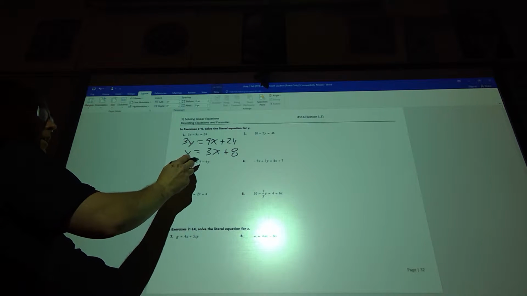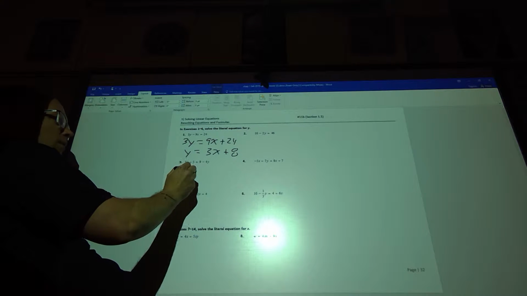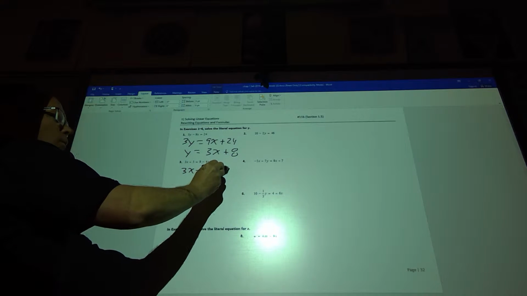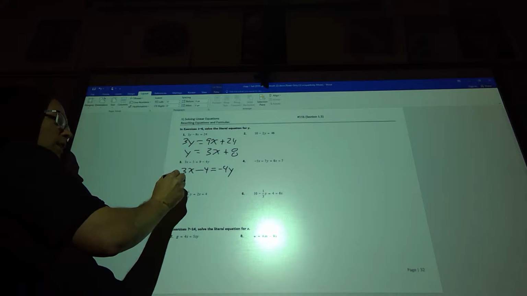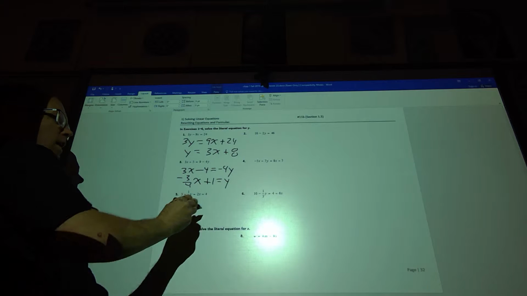Number 3, we're going to go ahead and solve for y. So it's almost solved for y. So I get 3x. I'm going to subtract 9 from both sides. So I get negative 4 equals negative 4y. Divide everything by negative 4. So I get negative 3/4 x plus 1 equals y.